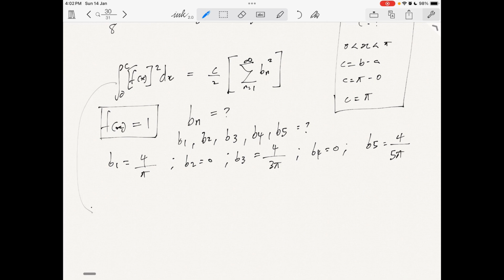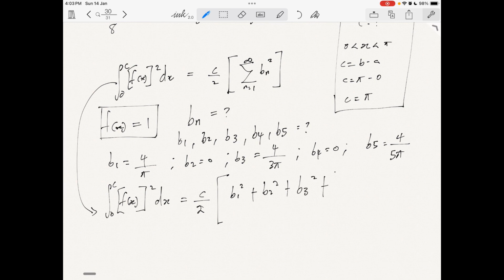Now, before substituting these values, we can rewrite the formula here as the integral from 0 to c of f of x squared dx is equal to c over 2 times b1 squared plus b2 squared plus b3 squared plus b4 squared, this squared here, plus b5 squared, and it continues. So let's substitute our values.